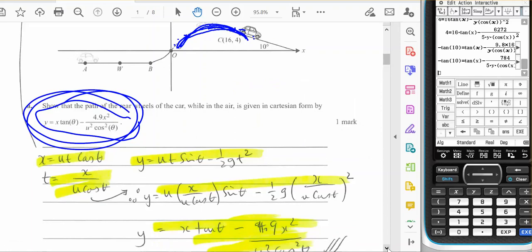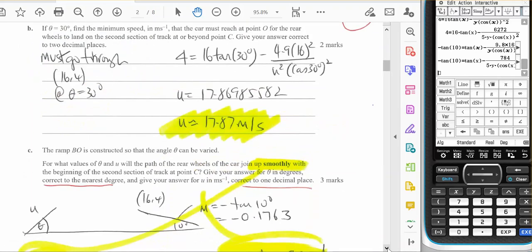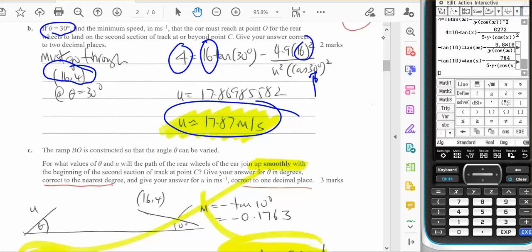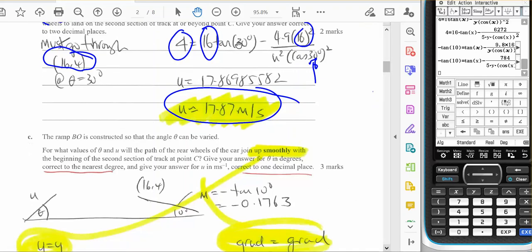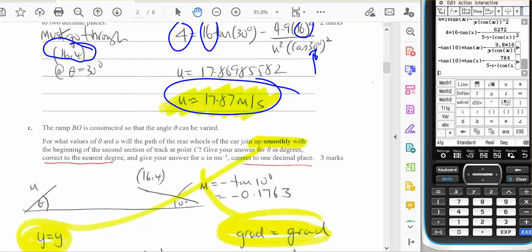So over the page, where I'm asked to find u, I'm told that the angle's 30, and it goes through this point here, 16, 4. So I'd make y 4, x 16, theta 30, solve for u, and I get 17.87. To the next question, I'm going to have a smooth join.